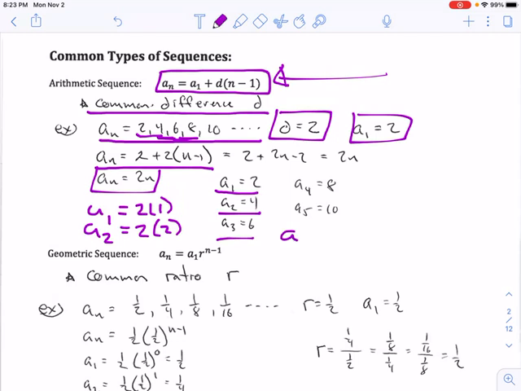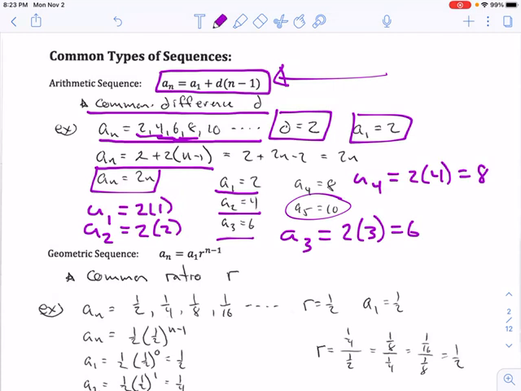A sub 3, we obtain that by taking 2 times 3, which is 6. A sub 4 is equal to 2 times 4, which is 8. And I think you get the idea. A sub 5 is 2 times 5, which is 10. So that's how we can find the terms of a sequence. We start with n equals 1, because remember that the domain, the inputs, the values of n, are natural numbers, starting with 1. Occasionally, it will start with 0, but the sequence will let you know that. So that is an arithmetic sequence.